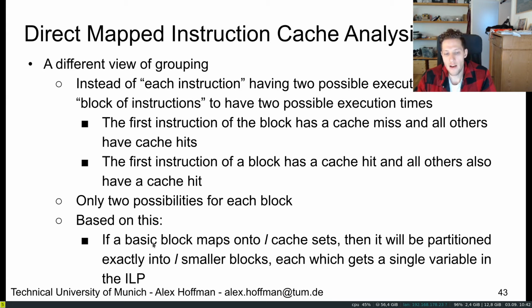So therefore, if we have a basic block that is comprised of I cache sets, then we know that we'll have I of these smaller blocks of instructions, right? And so we've reduced the complexity from individual instructions. Each of these blocks will get a single variable in the ILP, so we're reducing the number of variables we need. It's not as drastic as when we reduce it to basic blocks, but the basic block approach also completely disregards cache behavior, which is super important in worst case execution time. So by doing this, we've also made things a little bit simpler.